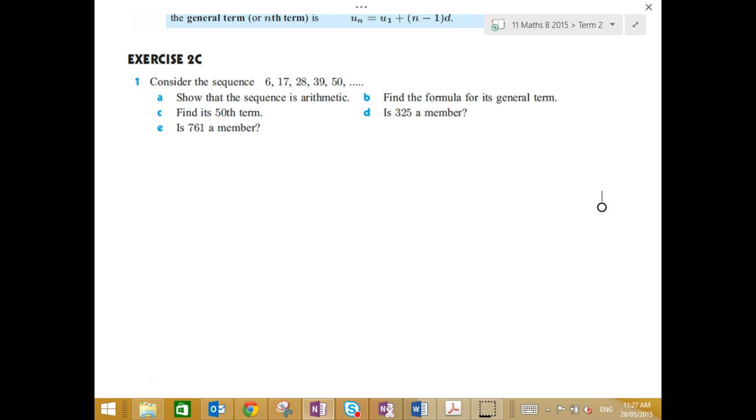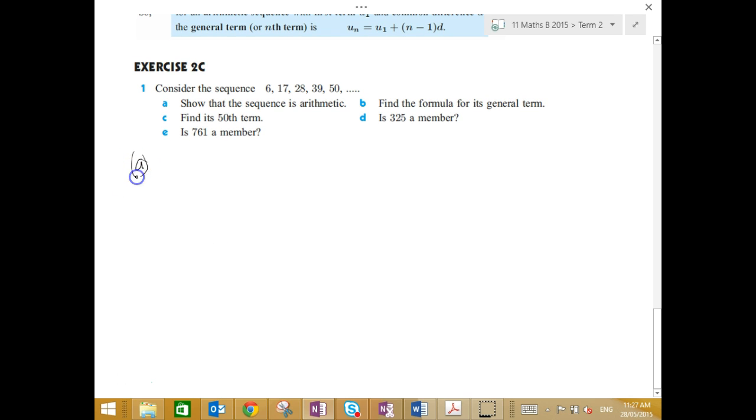Alright, consider the sequence 6, 17, 28, 39, 50. Show the sequence is arithmetic in nature. Let's have a look. U2 minus U1, so the second term minus the first term, is 17 minus 6. What does that equal? 11. What about if I did the third term and took away the second term? 28 minus 17. The difference is 11.